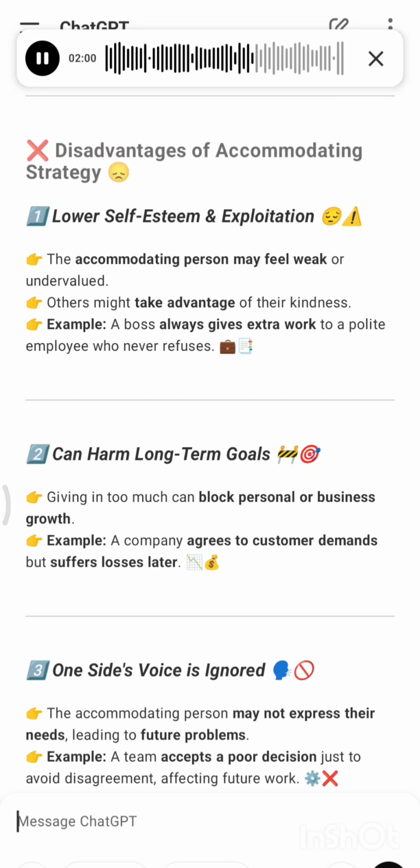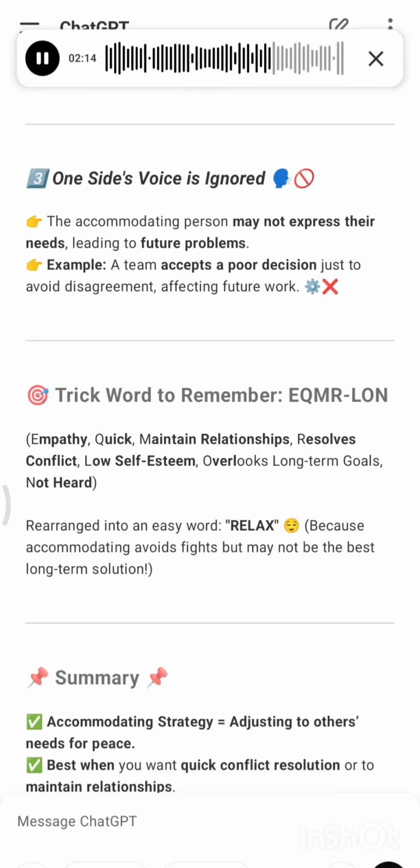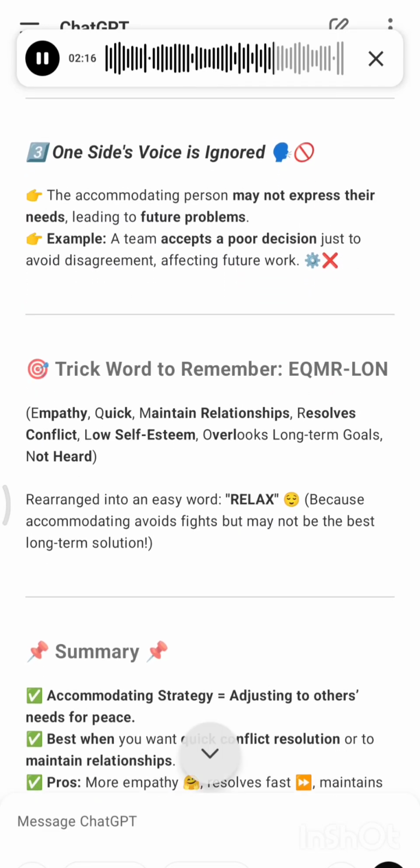2. Can harm long-term goals. Giving in too much can block personal or business growth. Example: a company agrees to customer demands but suffers losses later. 3. One side's voice is ignored. The accommodating person may not express their needs, leading to future problems. Example: a team accepts a poor decision just to avoid disagreement, affecting future work.